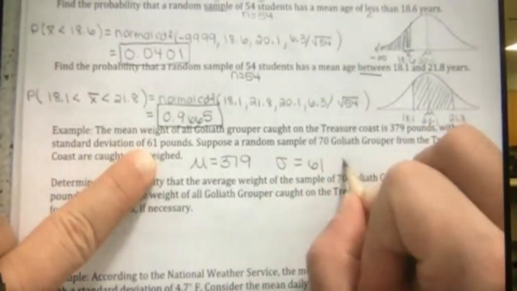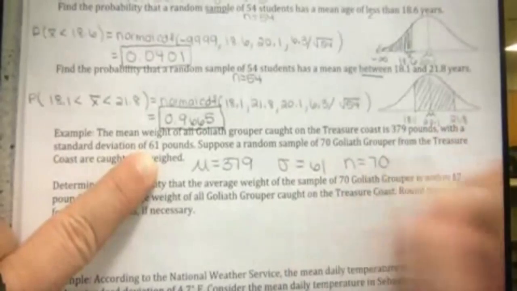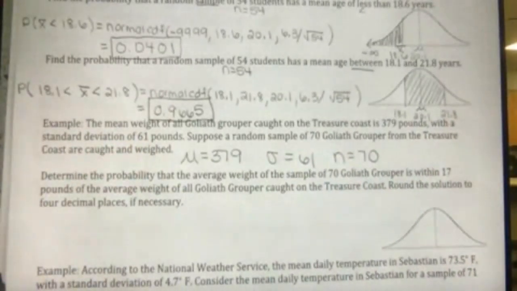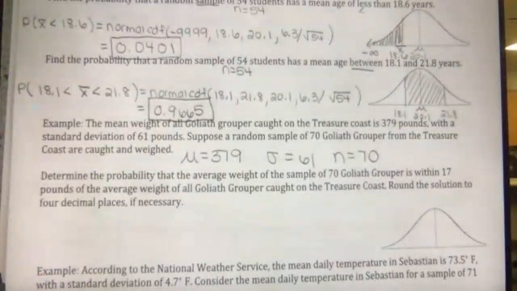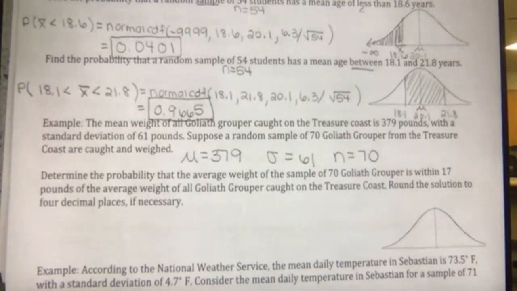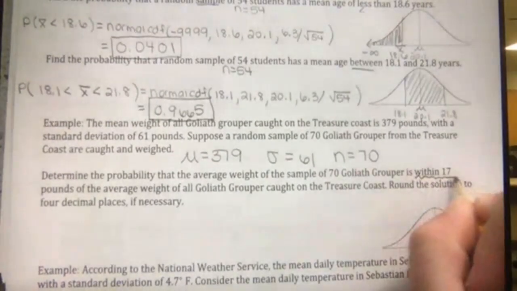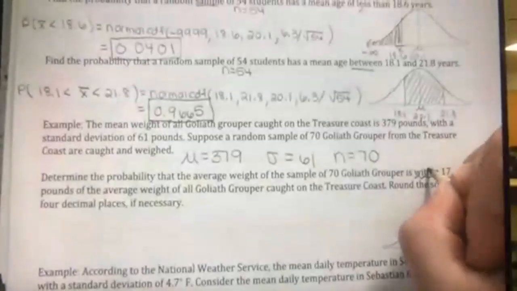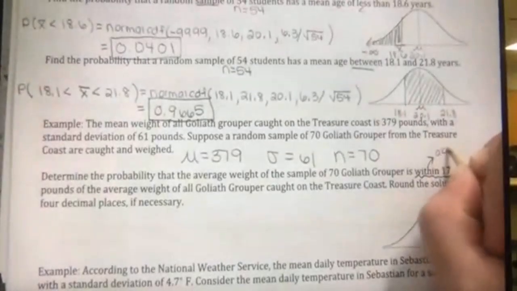Suppose a random sample, so our n value, lowercase n, is 70. So a random sample of 70 Goliath grouper from the Treasure Coast are caught and weighed. Determine the probability, so the shaded area, that the average weight of the sample of 70 Goliath grouper is within, I thought this weird wording was weird, within 17 pounds of the average of all Goliath grouper caught on the Treasure Coast, round to 4 decimal places. So remember, within means above and below.